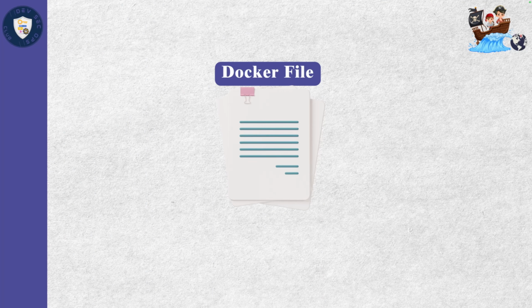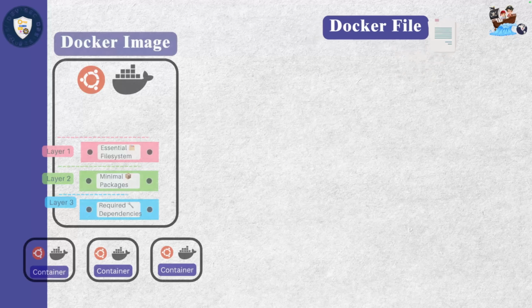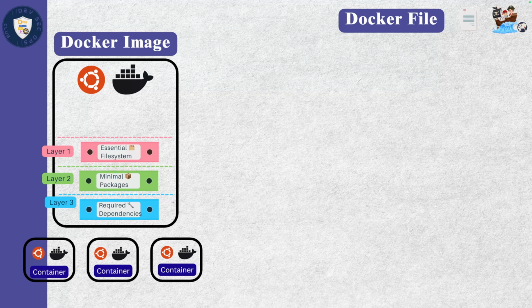All right, so let's start with the Dockerfile and understand this. Before we go ahead and talk about Dockerfiles, let's quickly recap the layers in a Docker image once again. We saw that Docker images are a collection of layers, right? In this case, we have the essential file system as layer 1, minimal packages as layer 2, and for dependencies we have layer 3.